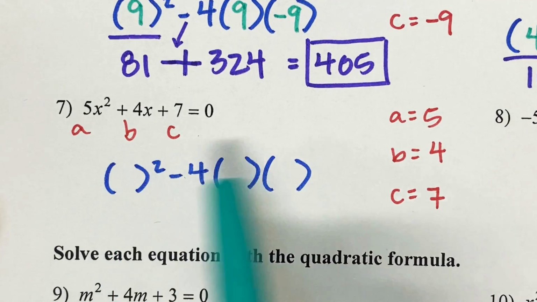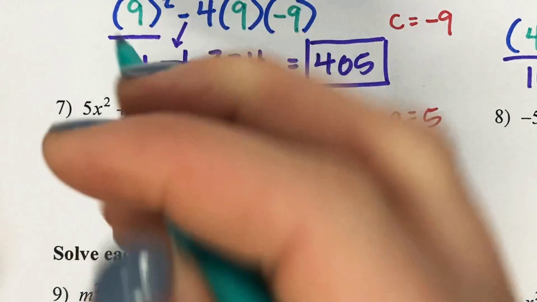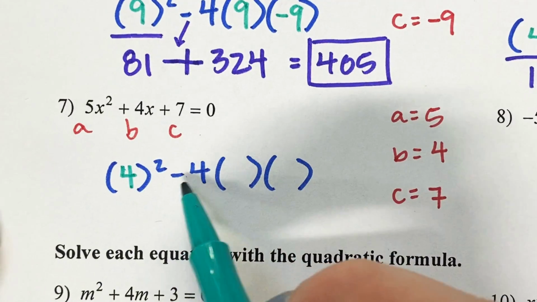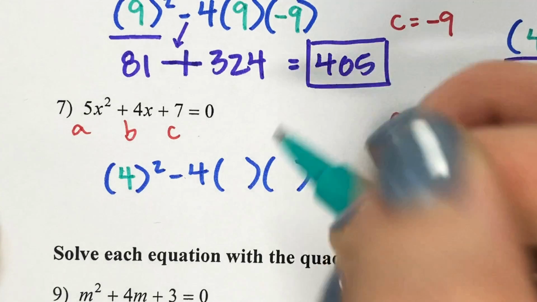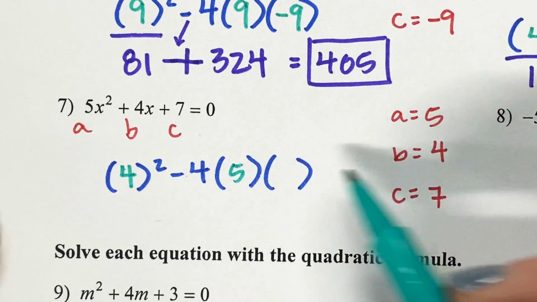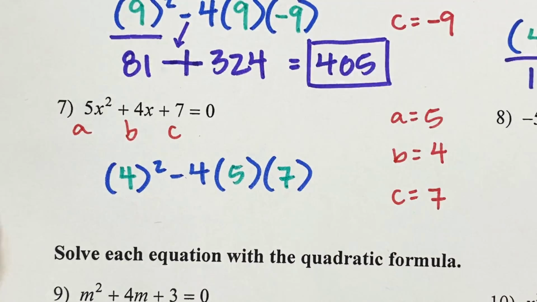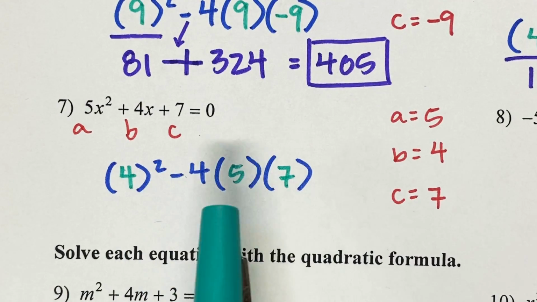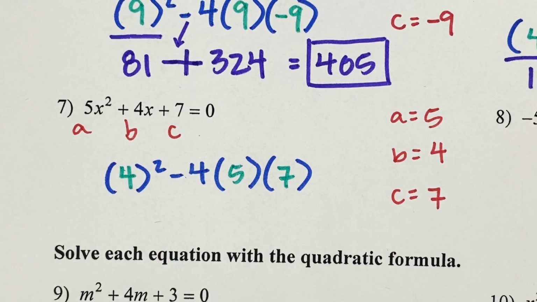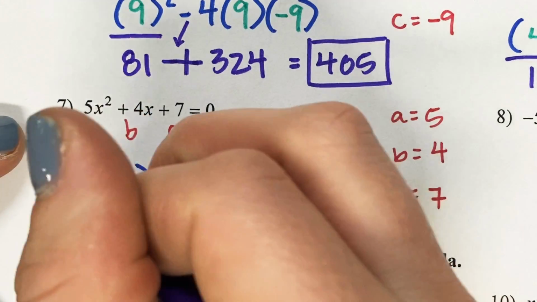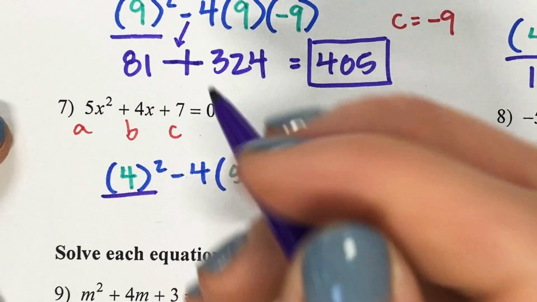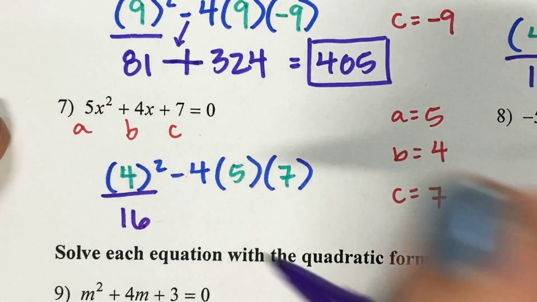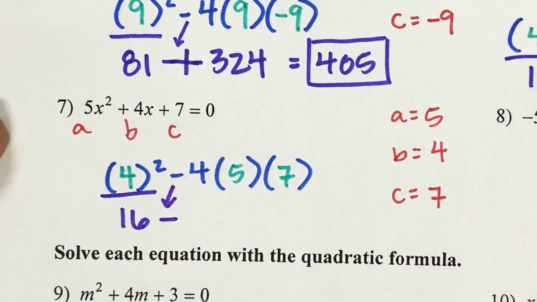Okay, so we have B squared, so 4, minus 4 times A, my A is 5, times C, which is 7. Okay, we took our A, our B, and our C, and we plugged it in where it goes. So now we can solve this in pieces. 4 squared, or 4 times 4, is 16. Subtract the next piece.